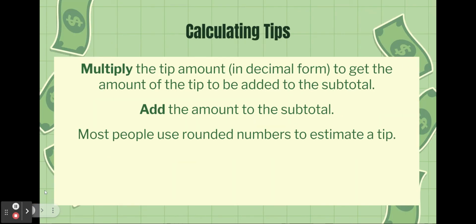Most people tip between 15 and 20% at a restaurant. To calculate tips, you multiply the tip amount in decimal form to get the amount of the tip to be added to the subtotal. Then you add that amount to the subtotal, and that would be what you actually pay. Most people use rounded numbers to estimate a tip.